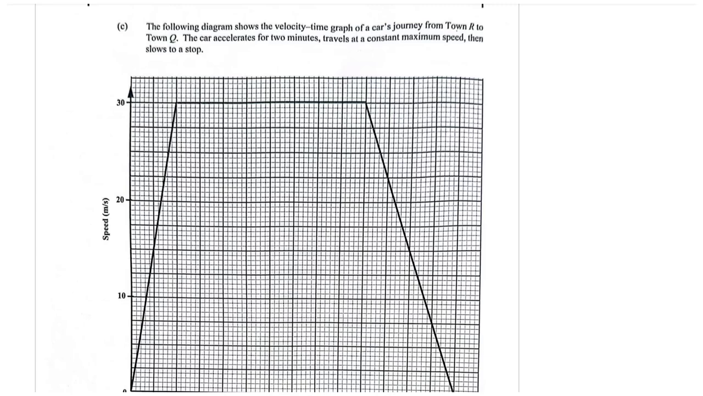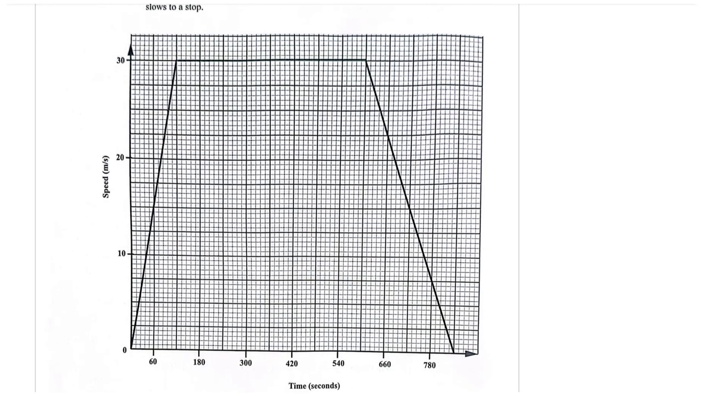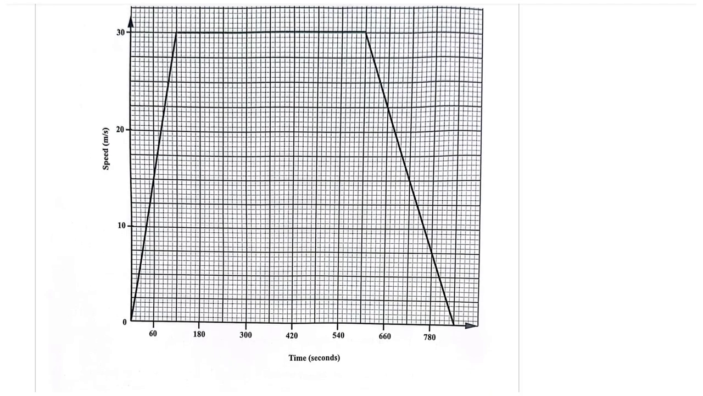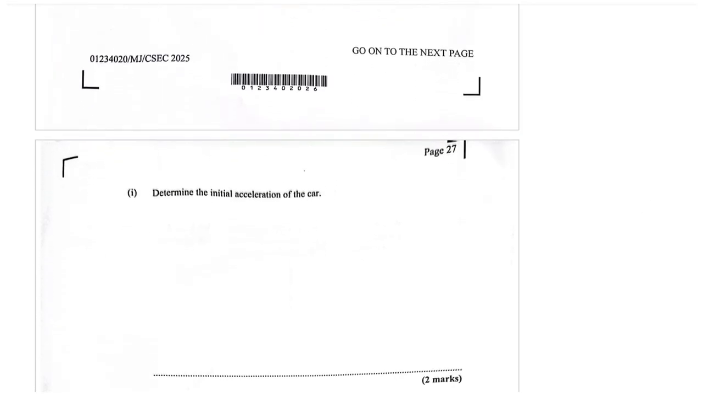It says the following diagram shows the velocity time graph of a car's journey from town R to town Q. The car accelerates for 2 minutes, travels at a constant maximum speed, then slows down and stops. Right, so let's look at our graph. It's a speed time graph. So let's look at what they're asking us for now. So here it says, determine the initial acceleration of the car.